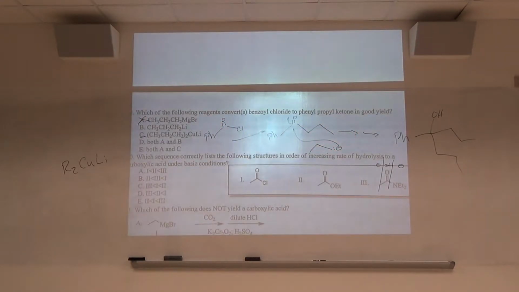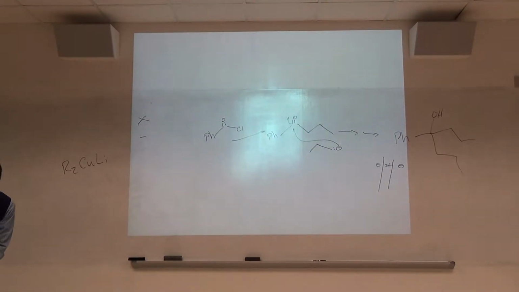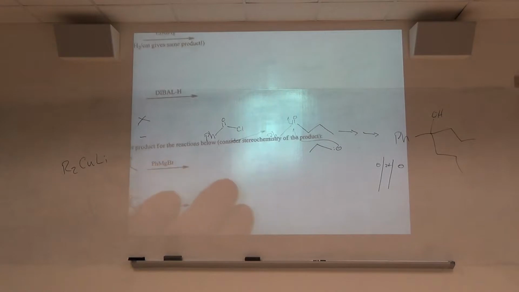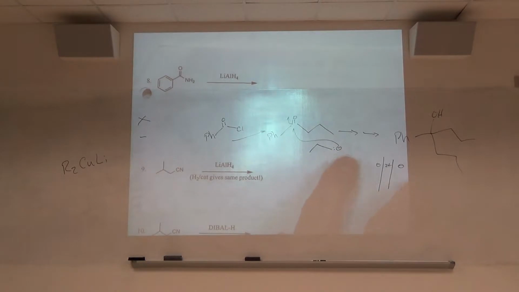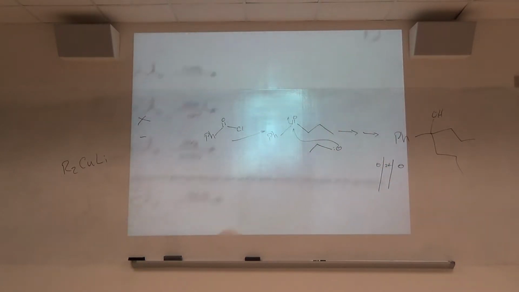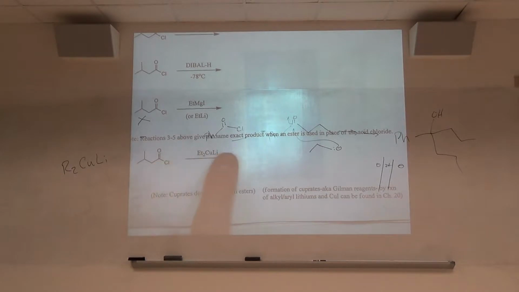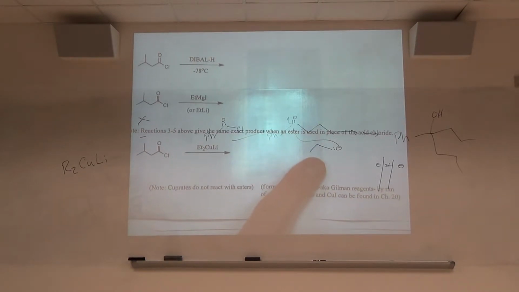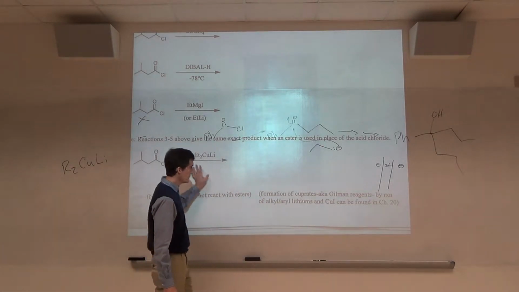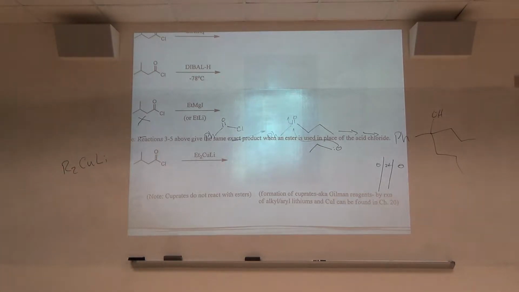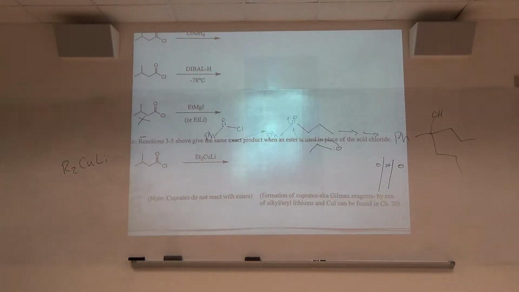Okay. Let's look at the info sheet, the outline that we left off with. At the bottom, there's your cuprates. Adding to acid chloride, great way to make ketones. By the way, cuprates do not react with esters. They only react with acid chlorides. That's just a miscellaneous comment. We will see organocuprates during test 4.